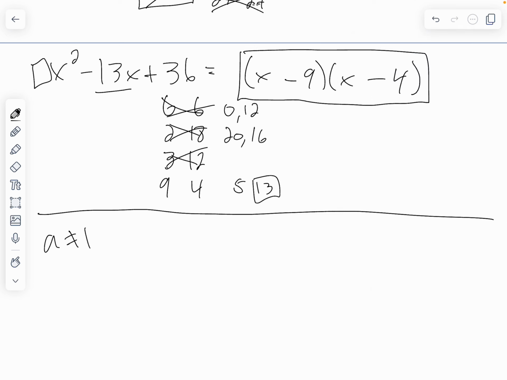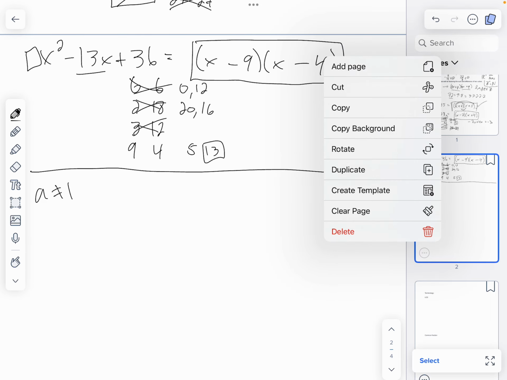I'm just going to add another page here. See if I can do it here, because we're going to need it, I'm pretty sure.